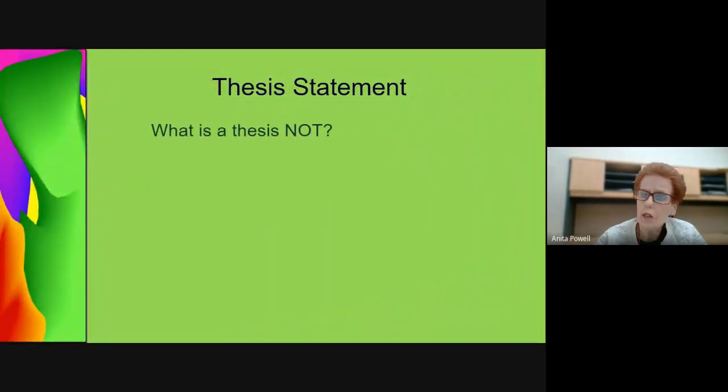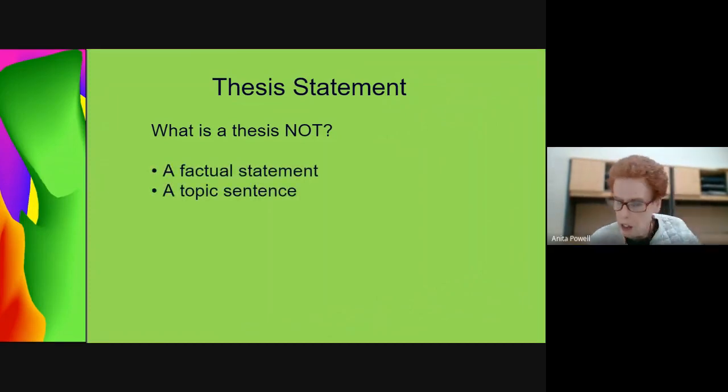A thesis statement is not a factual statement. In other words, you wouldn't write an essay: students do take the STAR test in 9th and 10th grade to indicate that they understand English and are able to function well in society. Well, that's a fact.